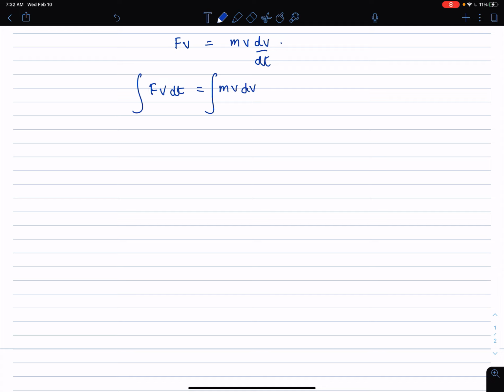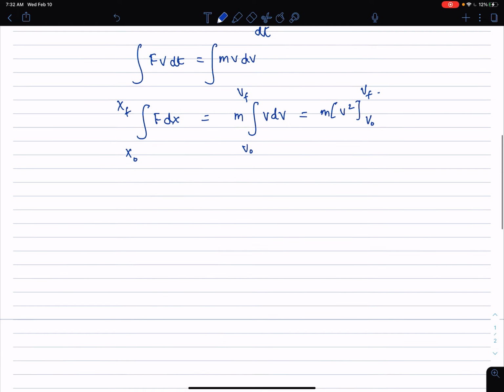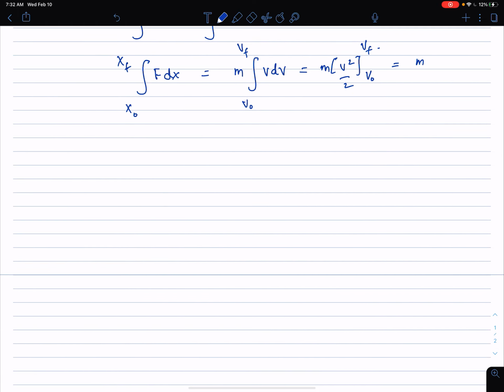Okay. Well, F v dt could be written also as F dx, and this could go from, say, the initial position to final position. And the integral of m v dv, of course, what is that equal to? It's m, well, integral v dv, which is m from v initial to v final, m v squared over 2, and that's what we have, half m v final squared minus half m v initial squared. Okay.